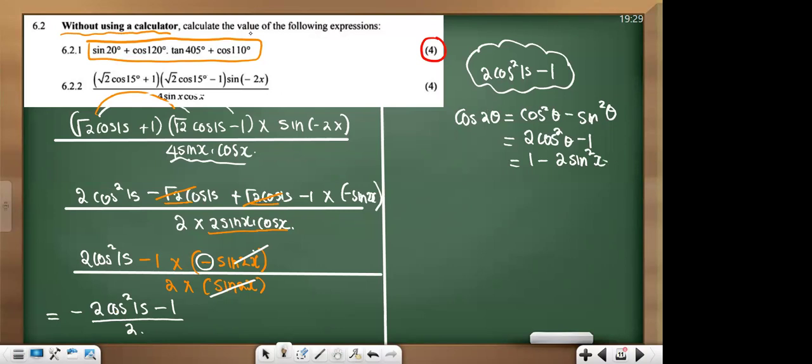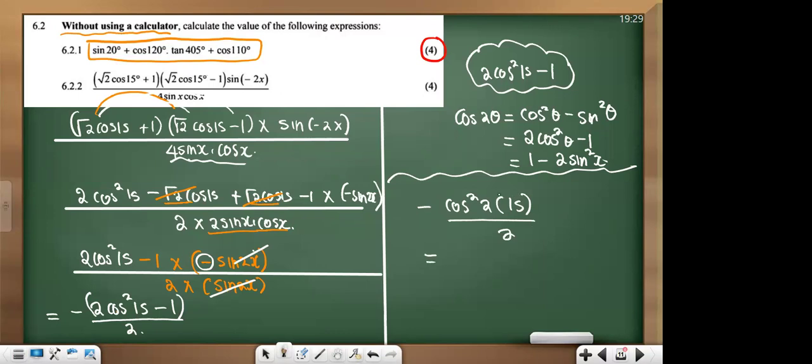Cos double angle, sweet. I see double angle. So it means I can now change the whole part into negative cos squared 2 into my theta, which is 15, everything divided by 2. I hope you see where I got this. It's 2 theta. My theta is 15.